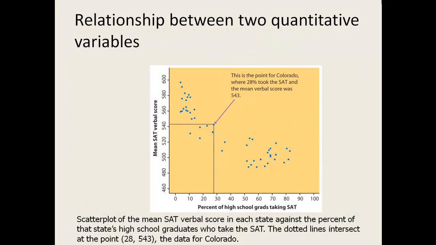Here's an example of the paired data for percent of high school grads taking the SAT and the average SAT verbal score. Each dot represents one state. In the year from which these data are taken, approximately 28% of the high school graduates in the state of Colorado took the SAT, and for those Colorado kids, the average verbal score was a 543.